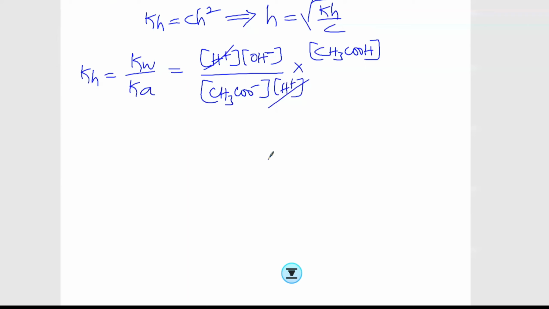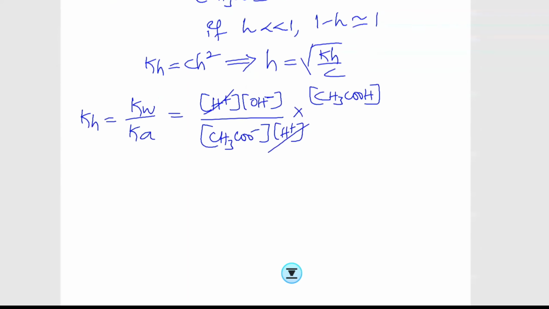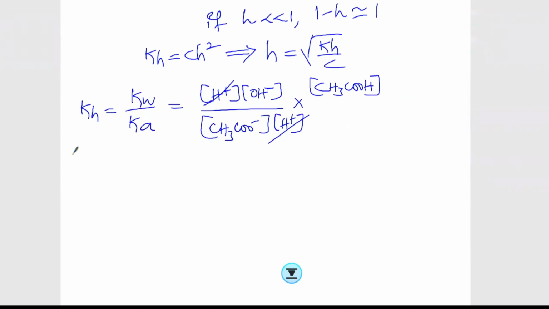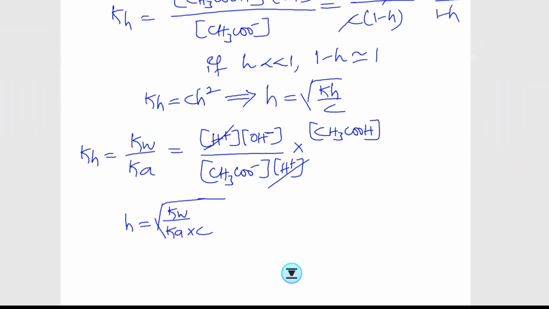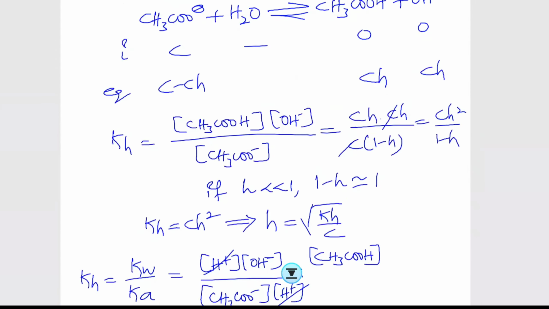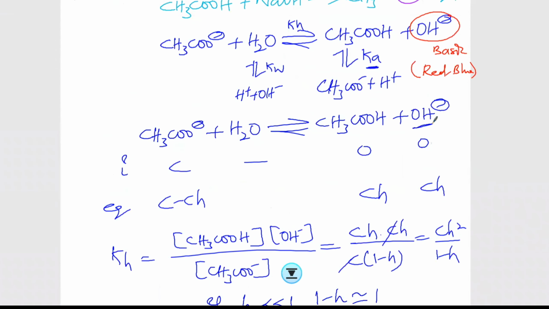So we can write KH as KW by Ka. So we got h is equal to what? Root of KH by C. So I am substituting the KH value here. Now h becomes under root KW by Ka into C. This is the h concentration.